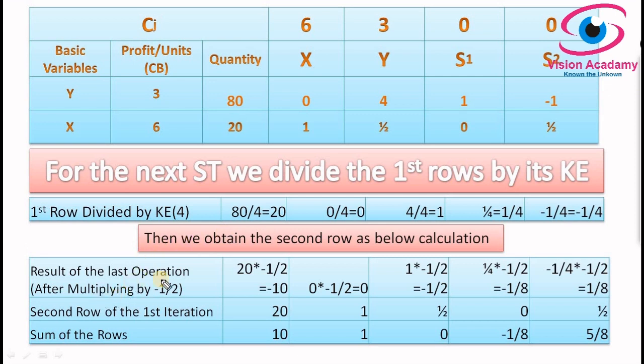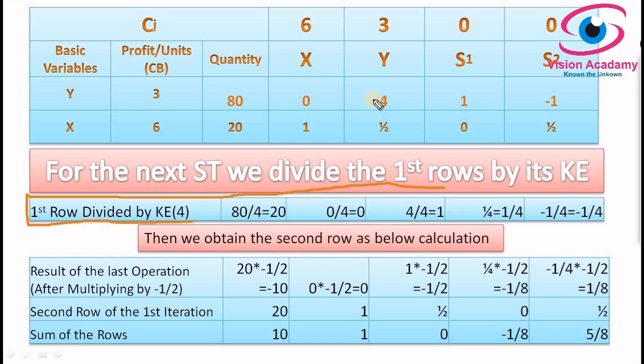Firstly, we will consider how to obtain the second row. We will consider the result of the last operation, which means this row. For the second row, I will not consider it directly; I am going to consider it by multiplying by minus 1 by 2. Why am I taking this? We are making the operation for the second row.